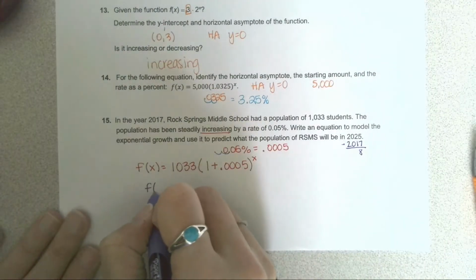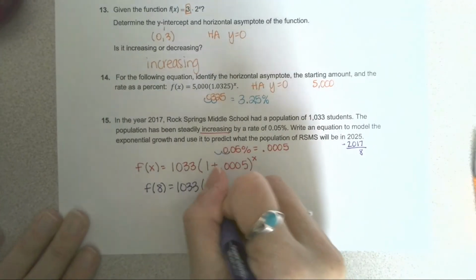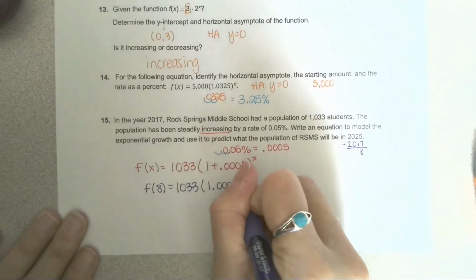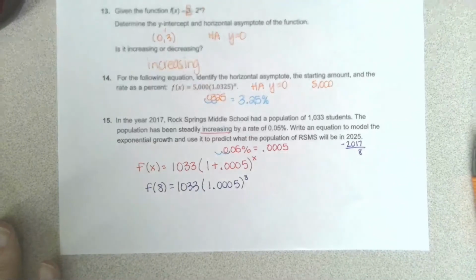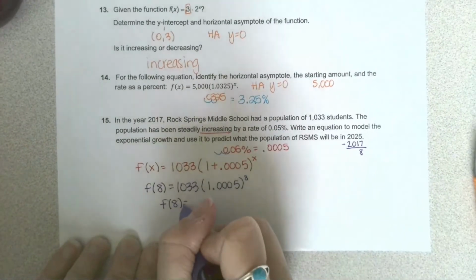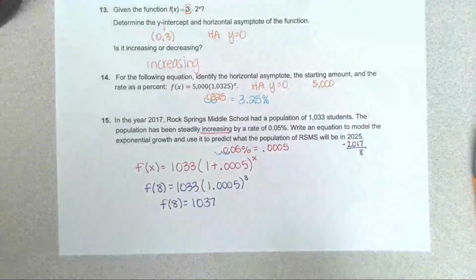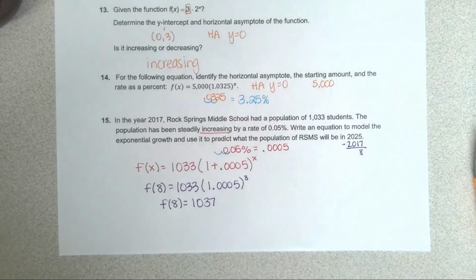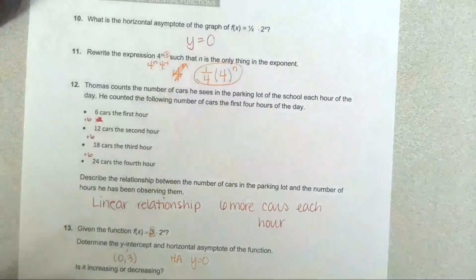So f of 8 equals 1033. I'm going to combine these to put them in my calculator. 1.0005 to the 8th power. It looks like that's going to give me, in the 8th year, in 2025, there will be approximately 1,037 students. So only gained 4 students in 8 years, which doesn't seem like it would be accurate, but to be fair, I made up that number. So, all right, let's move on to number 16.